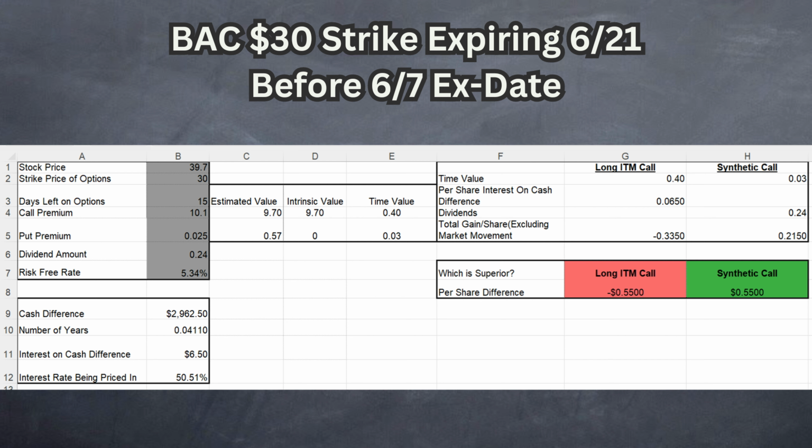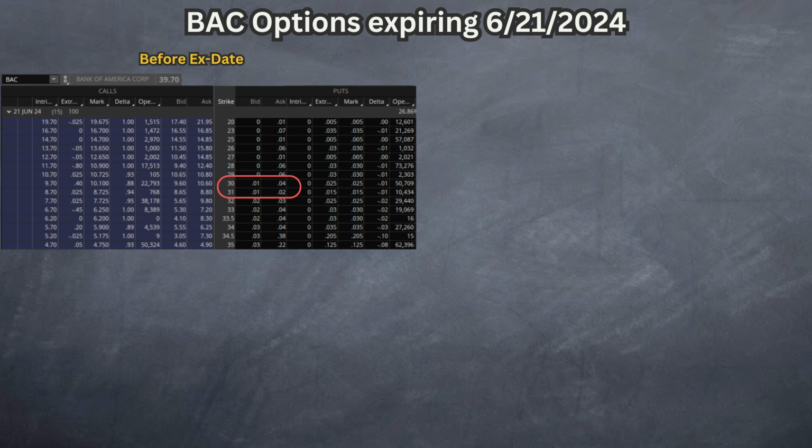But just like in the other example, we should look at each option and try to get to more realistic values. First, if we look at the puts, we can see that the 31 strike has an asking price of 2 cents, and lower strike puts should cost the same or less than higher strike puts, so a more realistic price for the 30 strike put is 2 cents.